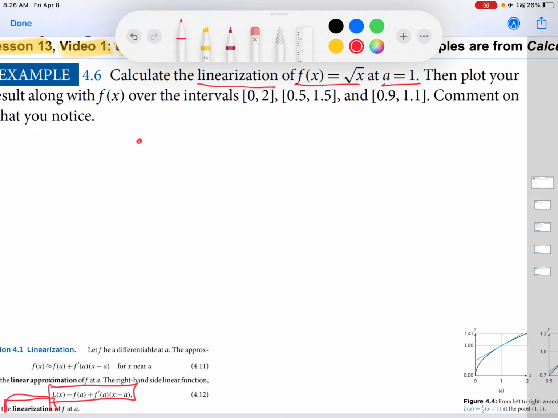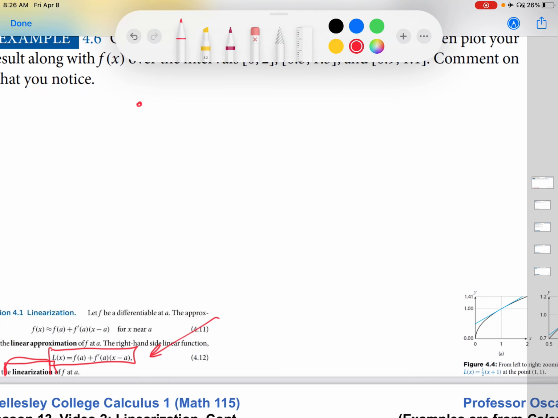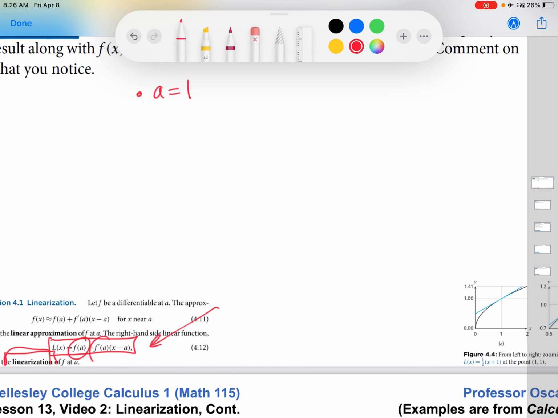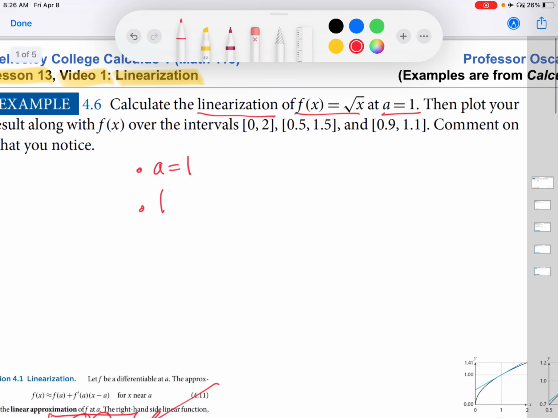Okay, so what do we need? We're calculating this down here. We need the a value, a equals 1. We also need f of a and f prime of a. Great. So f of a, in this case, a equals 1, so it's f of 1. And the function is square root of x, so square root of 1, that's 1. Great. We need f prime of a, so we're going to need to differentiate the function.